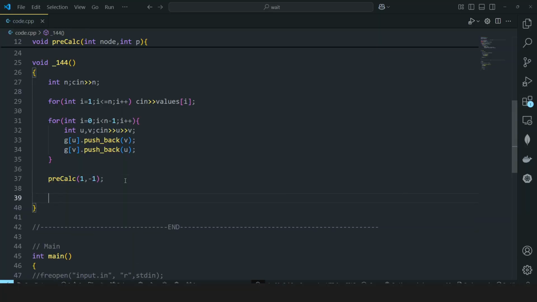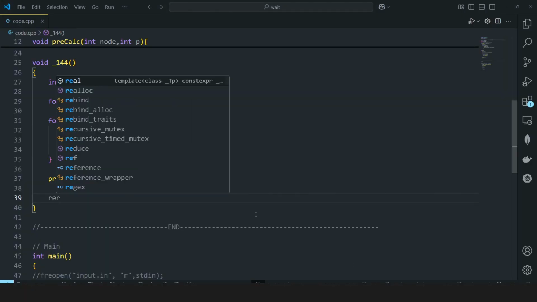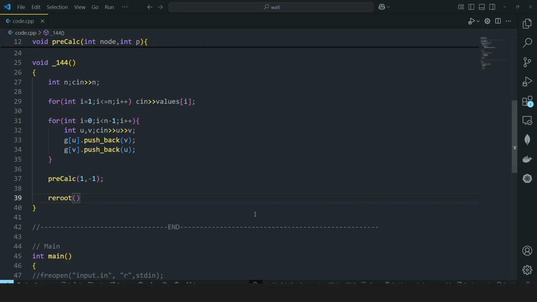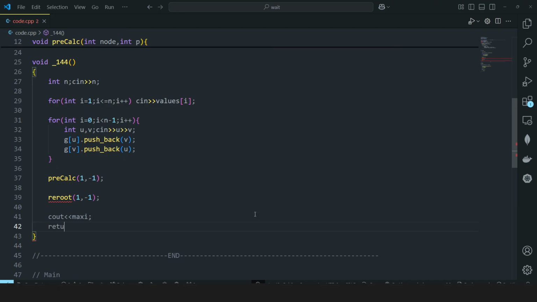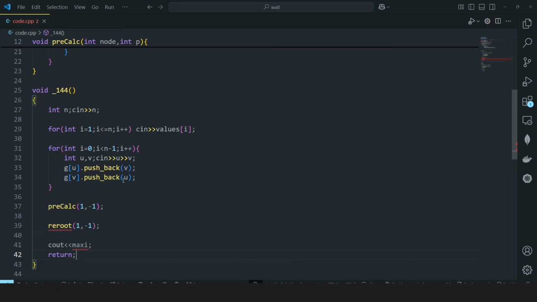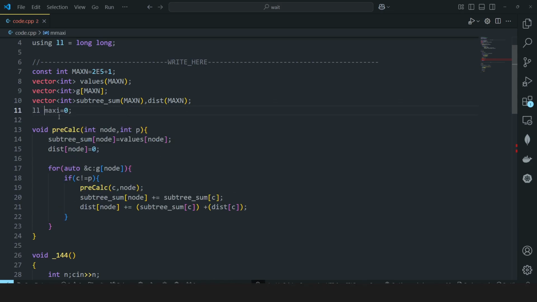And now what I told you is to do a second DFS call, because in the first DFS call the result is only stored correctly for the first vertex, but since the question asks us to maximize the possible cost, we have to check it for every other vertex as well. So let's name it reroute, because we would be applying a rerouting technique in this, and I will start the DFS call from 1 only, and its parent would again be -1. After doing this, whatever the maximum value, let's say maxi, I will just print that and return, right? So let's say ll maxi is 0 initially, and we have to maximize the same thing.